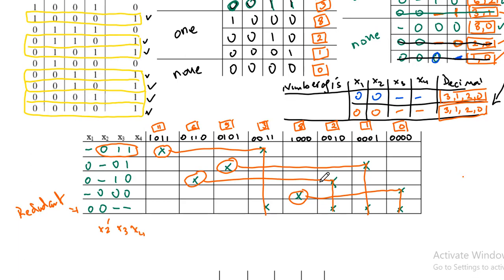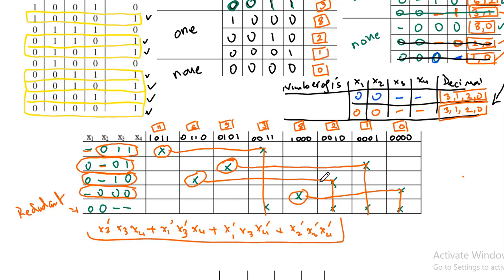And then the next one here, this is essential, and this is basically x1 naught, x3 naught, and x4, because you don't copy down the don't care, we don't write it, plus x1 naught, x3, and x4 naught, plus the last essential one is this one, which is x2 naught, x3 naught, x4 naught. And this is how we find the minimum sum of products using the Quine-McCluskey procedure.